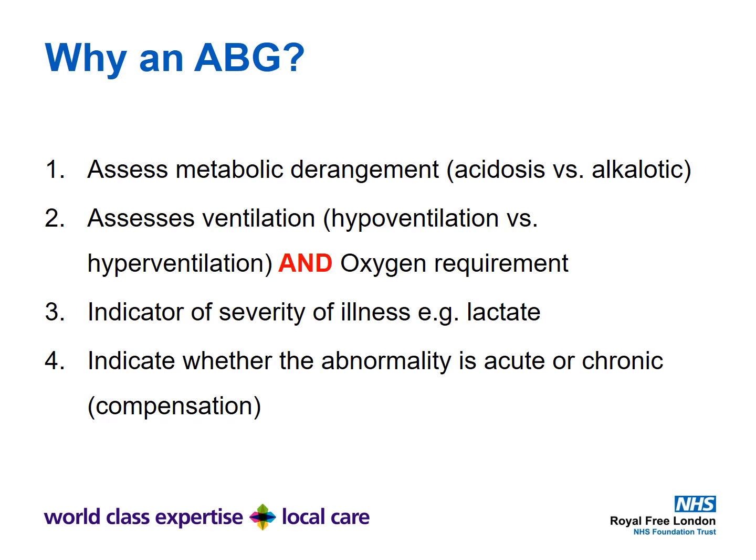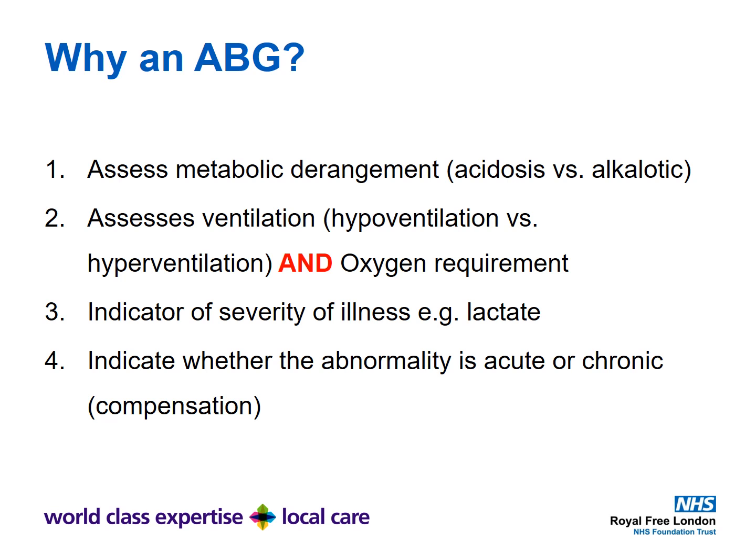So why an arterial blood gas? You may want to assess the metabolic derangement, so whether there's an acidosis versus an alkalosis, and you would be more likely to see an acidosis in acute emergency medicine. You may want to assess the ventilation, so is the patient hyperventilating, versus the oxygen requirement. Again, it's important to remember that these two are distinct and not mutually exclusive. You can be hyperventilating but have normal saturations, as seen in a condition such as anxiety.